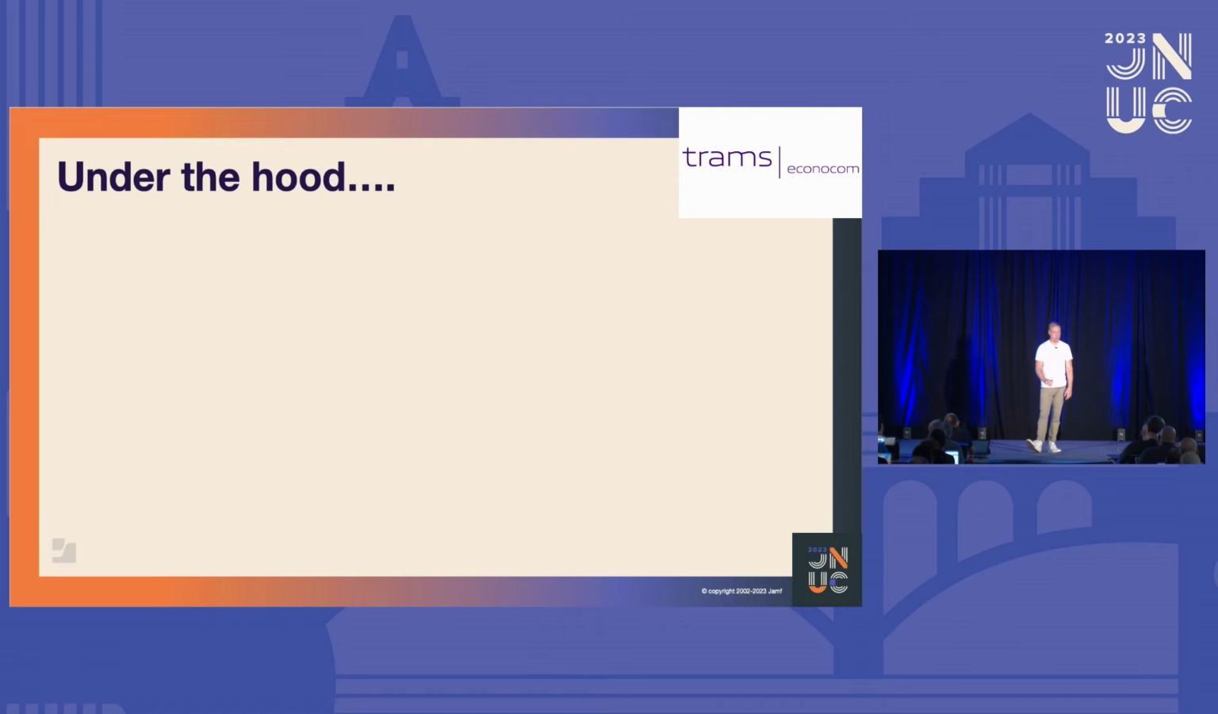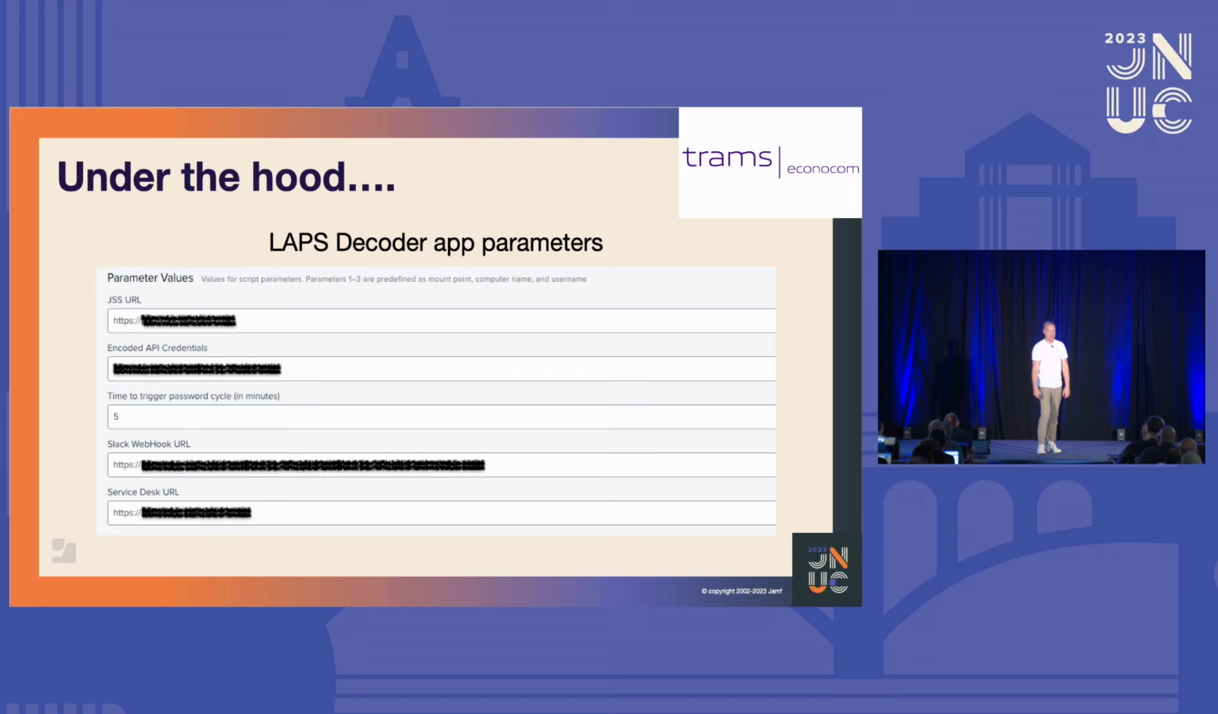So again, here we go. The decoder app, again, is controlled by the script parameter values. So you've got your JSS URL, your encoded API credentials again. The time to trigger password cycle. So at the moment here, you can see it's set to 5 minutes. So this is the value for when the password is viewed after, in this example, 5 minutes.